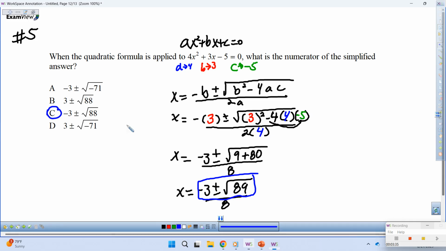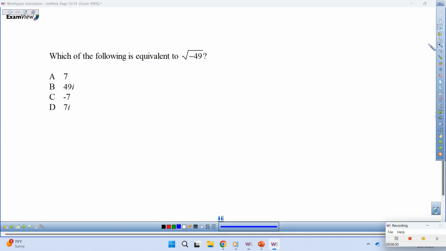All right. So remember this one. Just make sure you get your standard form. Identify A, B, and C. Get your quadratic formula. Substitute. Simplify, and just look at the numerator and match it to your answer. All right. Pause it if you need to pause it. Let's go to number 6.